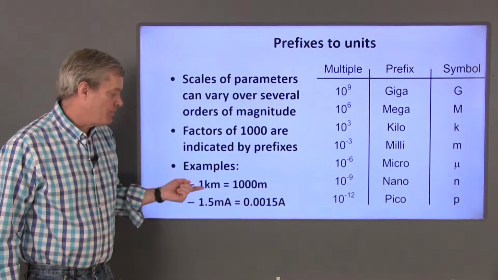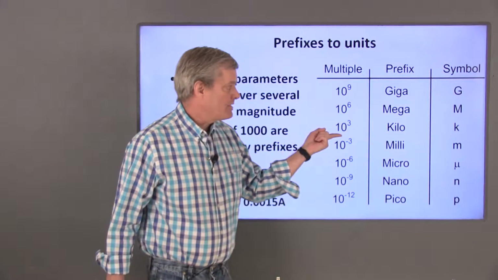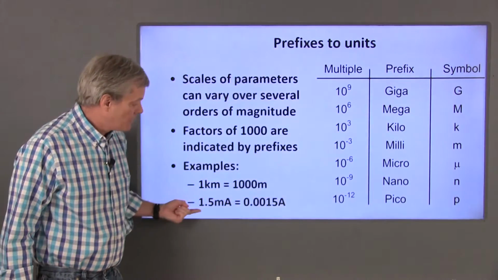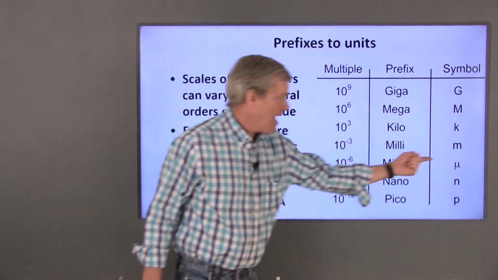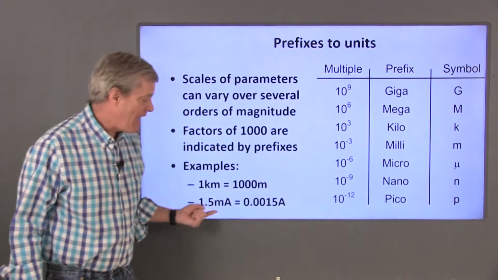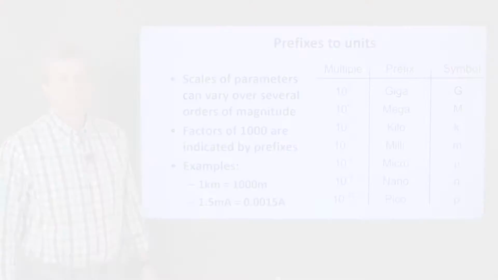Here are a couple of examples. 1 kilometer, K, is 1 times 10 to the third meters, or 1,000 meters. 1.5 milliamps is 1.5 times 10 to the minus third amps, or 0.0015 amps.